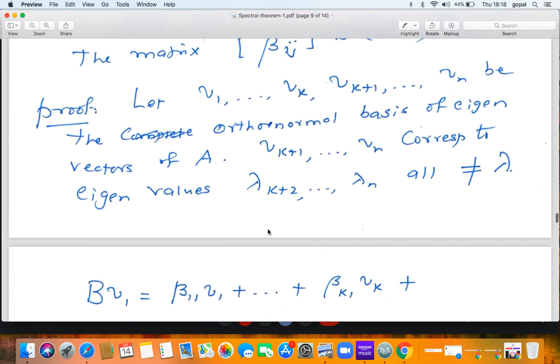And the eigenvectors vk plus 1, vk plus 2, etc. are all not equal to lambda. They are eigenvectors with eigenvalues not equal to lambda. Lambda is the eigenvalue for the first k of them. By the way, this should be lambda k plus 1.